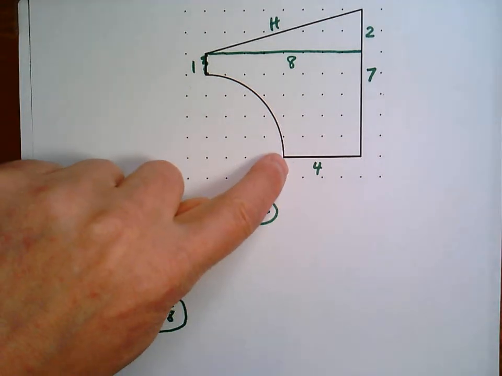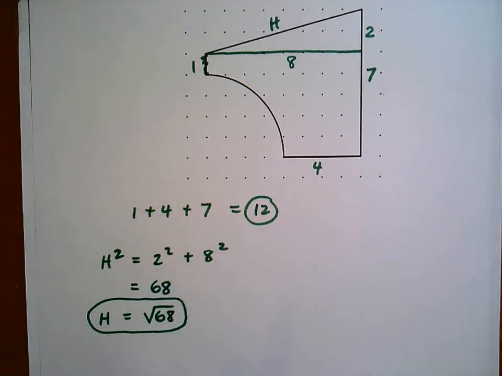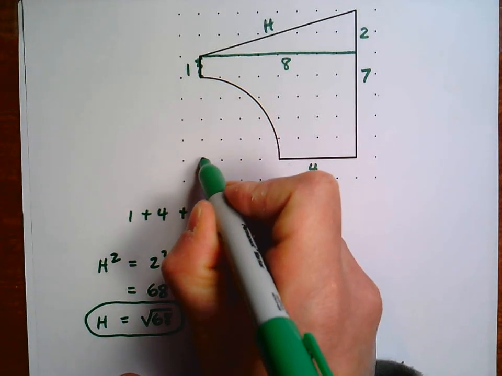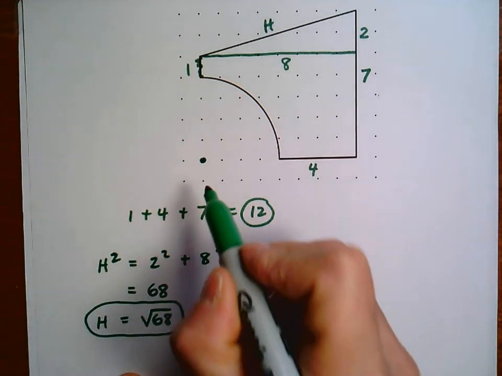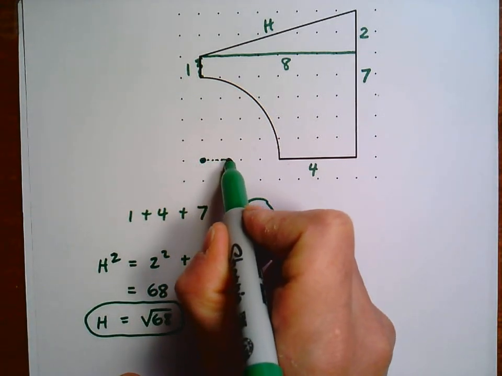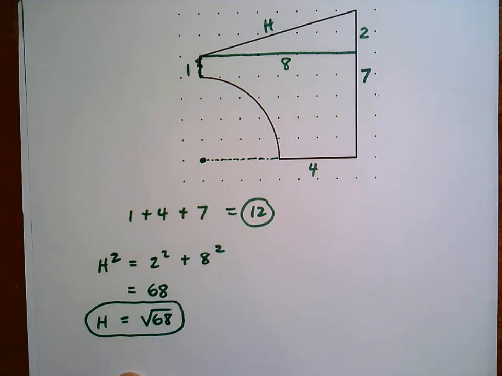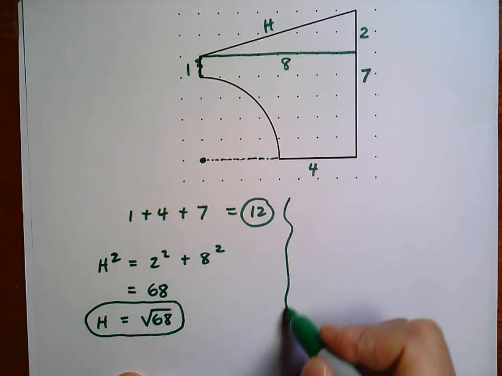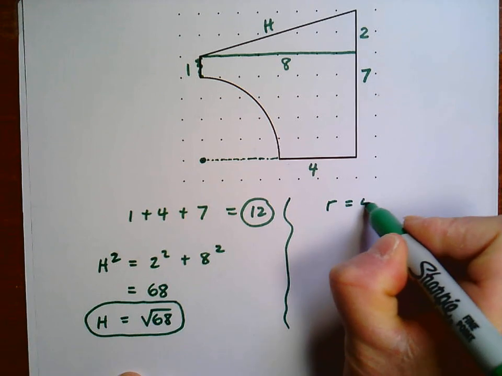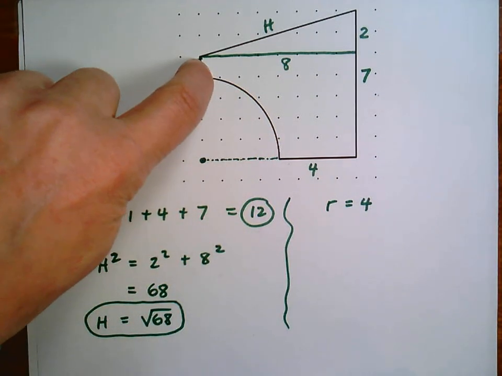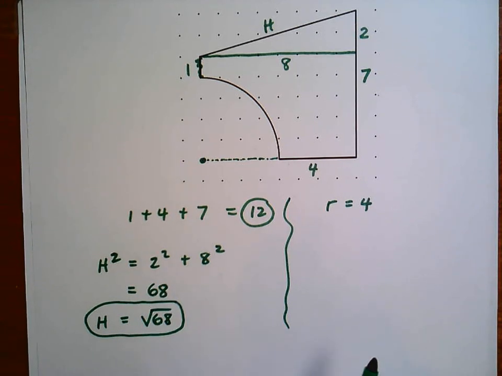And then the last piece here is this little arc. So we're going to assume this is the arc of a circle. If we find the center of the circle, we can see it there. And if you find the radius, you can kind of see it here. 1, 2, 3, 4, right? So that radius is 4. So I'll do this here. Radius is 4.